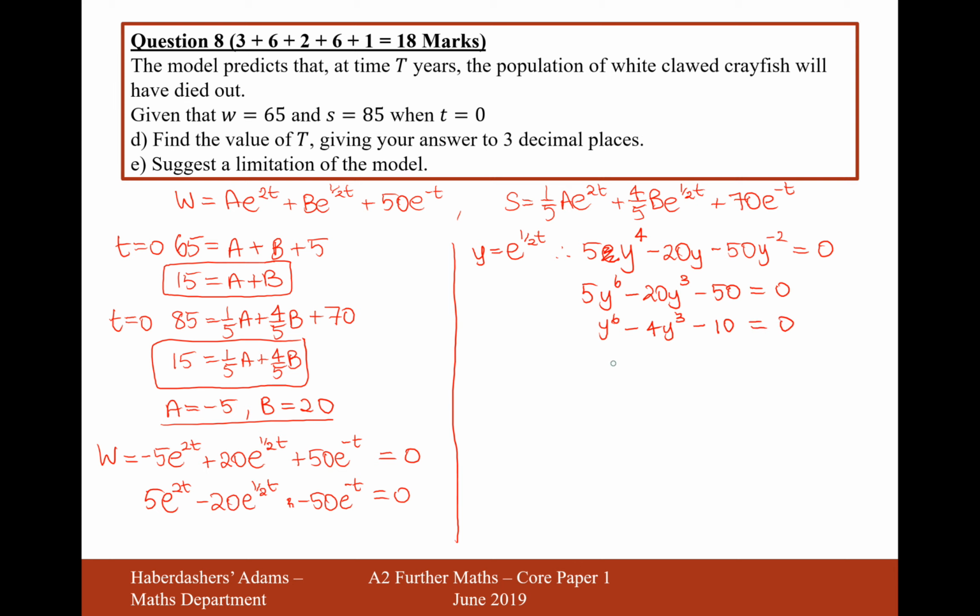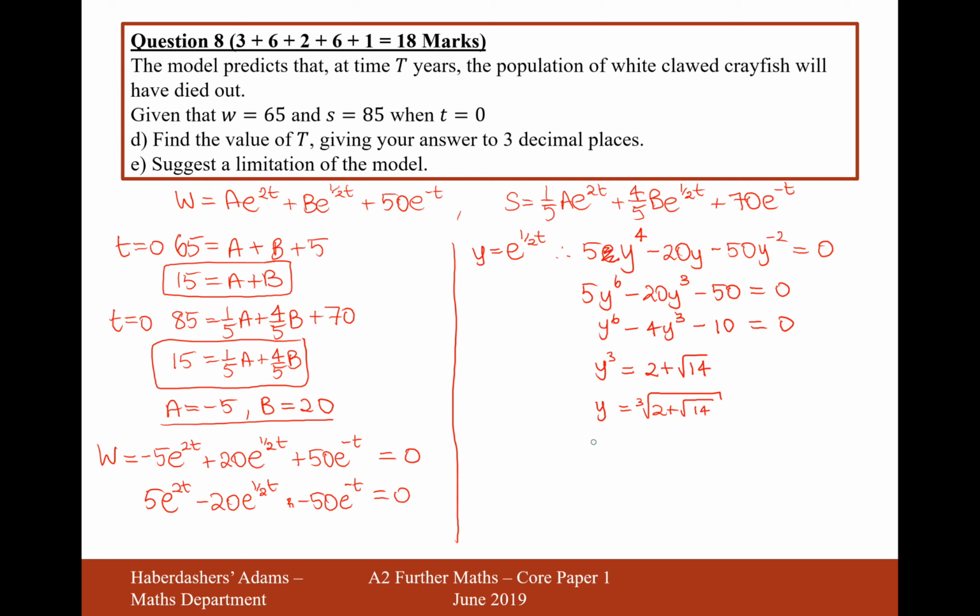So now this thing needs solving, but it's not going to be an easy solution. I think I'll grab my polynomial solver from the calculator, and it's going to give me y cubed equals 2 plus root 14, or 2 minus root 14, but we don't want a negative value for y, because e can't be a negative value. So it's just going to be this solution here. So therefore y is going to equal the cube root of 2 plus root 14.